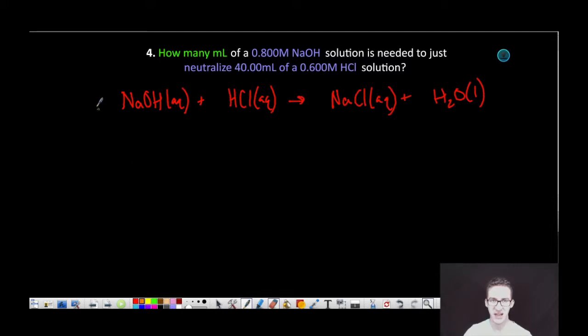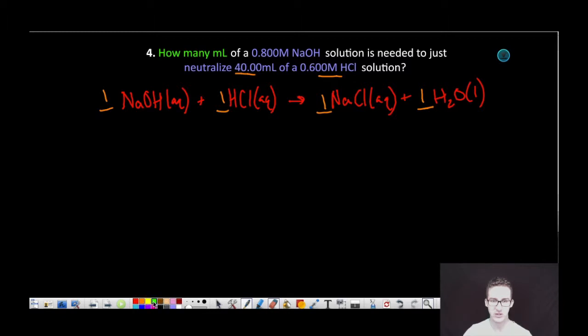As we look to balance this equation, you'll note that it's already balanced as written. Therefore, all of our coefficients are coefficients of 1, which you don't have to write in, but I'm going to, just to help me visualize what's going on here. Our next step then is to determine how many moles of hydrochloric acid we start with.